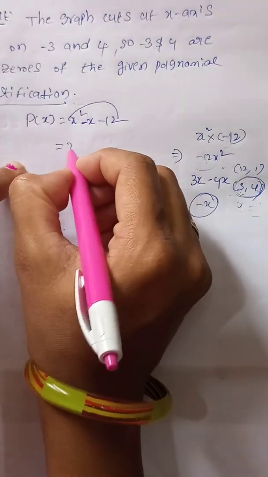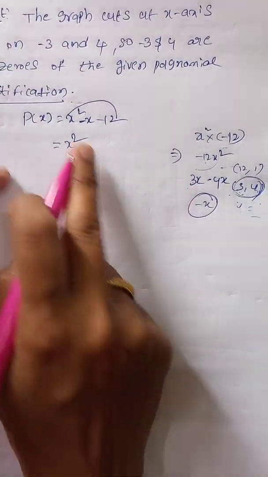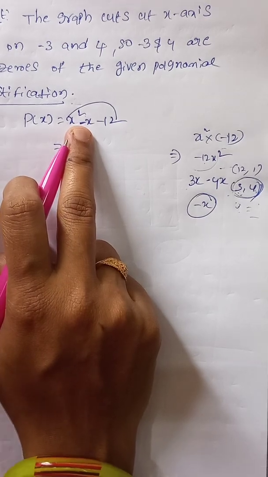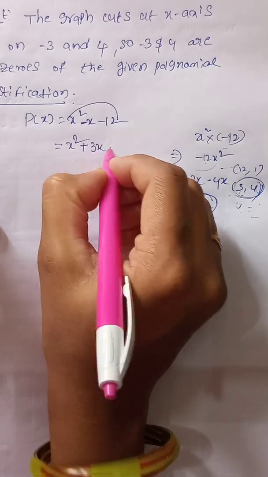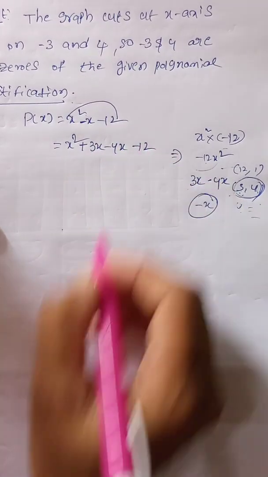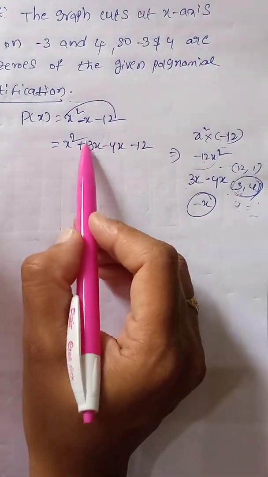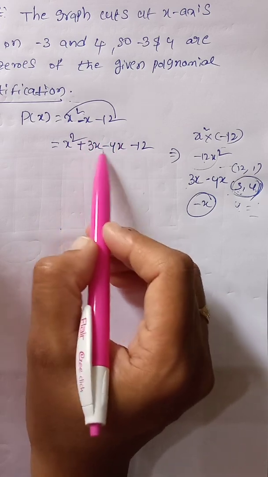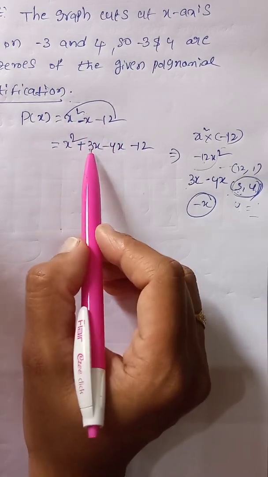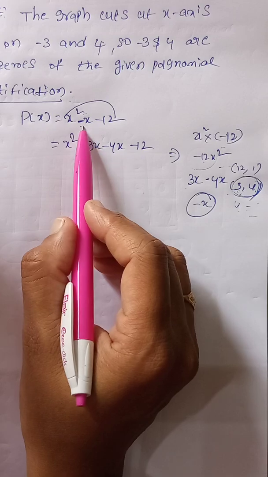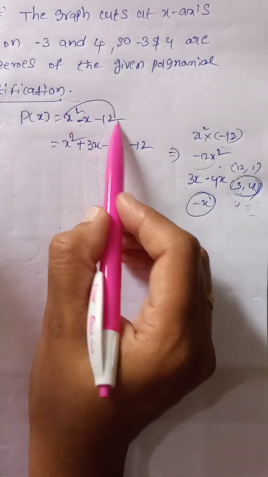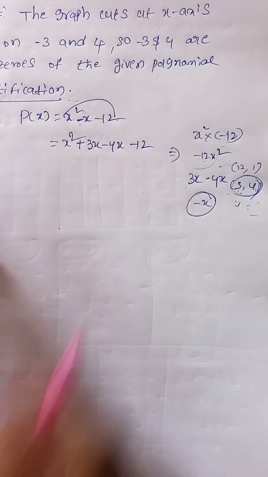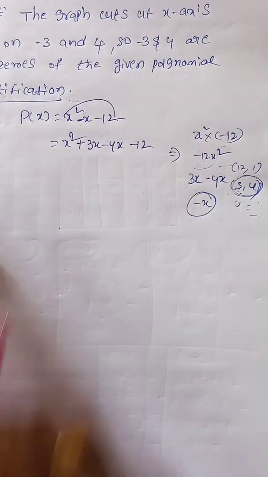So x square, in place of minus x, I can write it as plus 3x minus 4x minus 12. If you subtract or add, you have to get this middle term. So 3x minus 4x equal to minus x. If you multiply these two terms, you have to get the product of these two, so 3 fours are 12, minus 12x square.